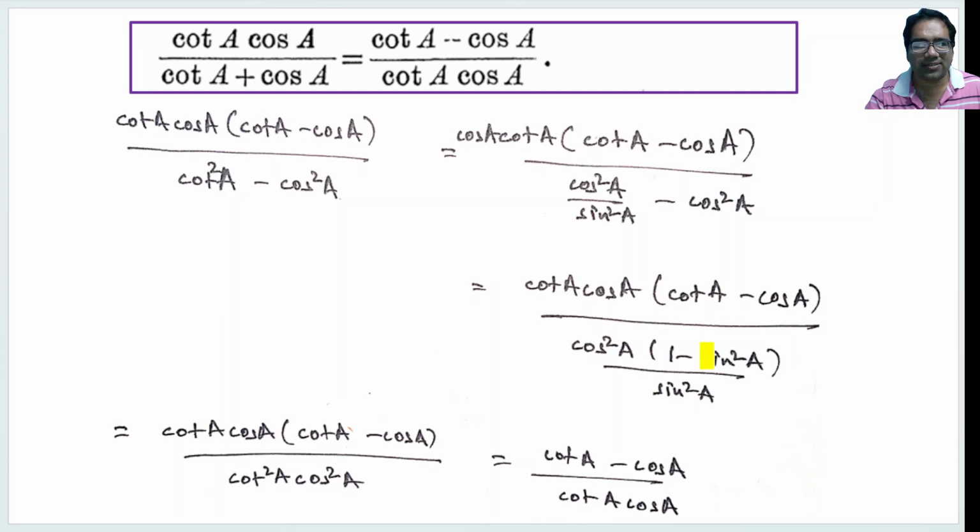Now what is this, 1 minus sine square A? 1 minus sine square A is cos square A, because cos square A plus sine square A is 1. So this is cos square A. And what is this, cos square A by sin square A? It is cot square A. We have cot A cos A into cot A minus cos A by cot square A cos square A. So we can cancel this, and here of the two, one cos A will be left. So it will be left with cot A minus cos A by cot A cos A. Right, guys?